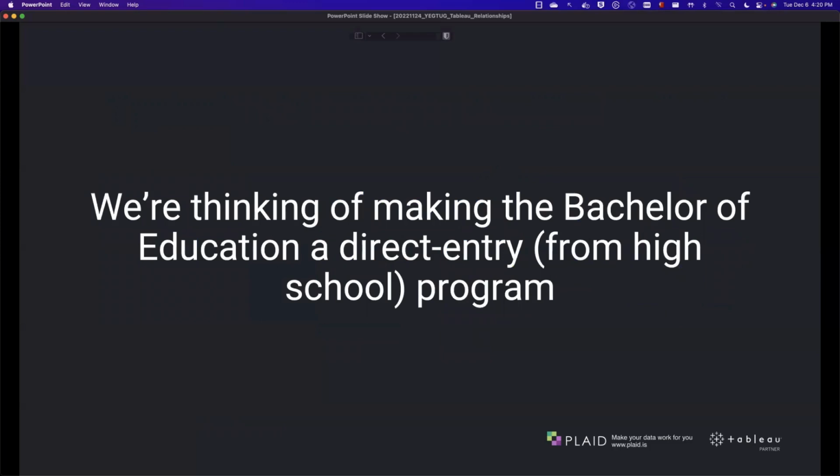So back to our example. Where this came from was a client that I worked with who was wondering about changing a program from entry at the 3rd year to entry at the 1st year. So rather than being a 2-year senior level program in Bachelor of Education, it would be a 4-year program spanning the entire 4 years that a student studies at the institution.